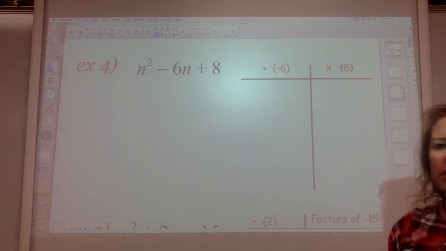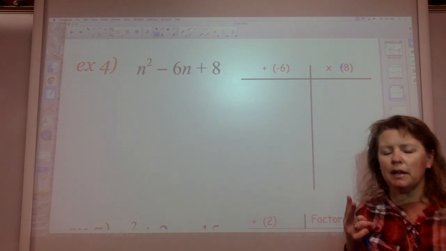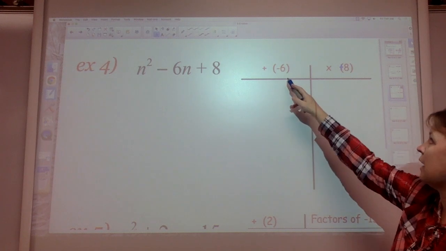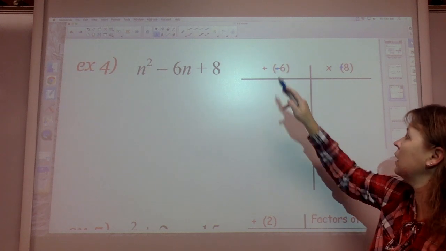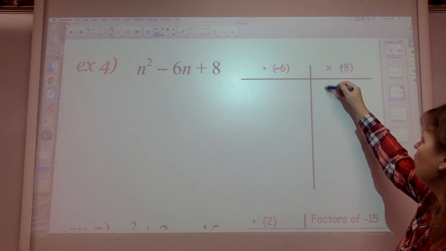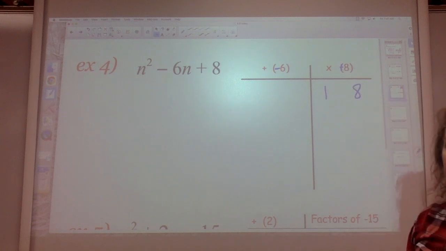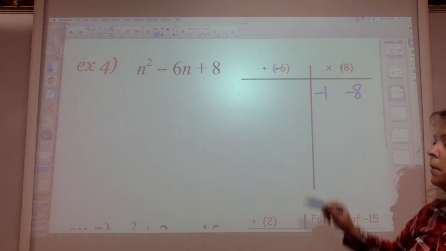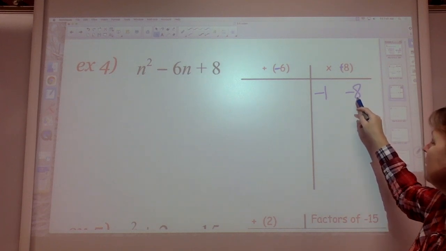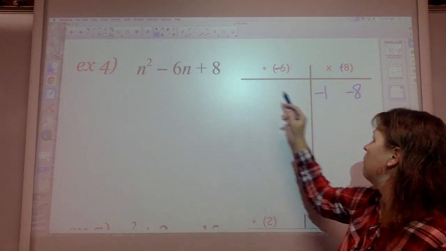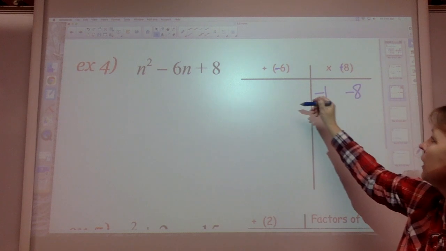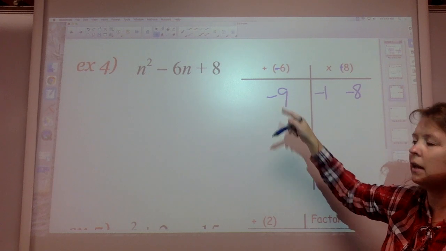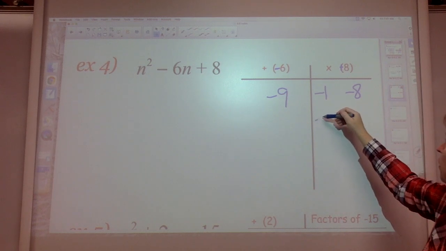Well, the only way that you can multiply two numbers and make a positive 8 is a positive times a positive or a negative times a negative. In this case, we know that we want our answer to be negative. So instead of using 1 and 8 as our two numbers, we are going to use negative 1 and negative 8. Because negative 1 times negative 8 is 8. But negative 1 plus a negative 8 gives us a negative 9. Not the right answer, but we know that we need the answer to be negative. So try the next one.